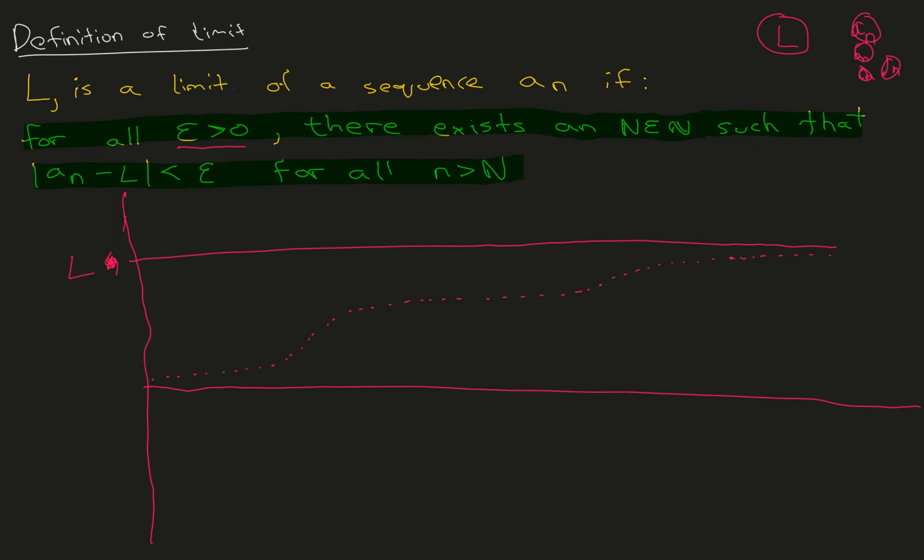Now we're told there exists an N in the natural numbers such that |a_n - L| is less than epsilon. Here a_n is a term in the sequence. The modulus of a_n minus L less than epsilon can be written, as we did in the previous video, with two cases, as L minus epsilon less than a_n less than L plus epsilon. So let's put this in the graph right here.